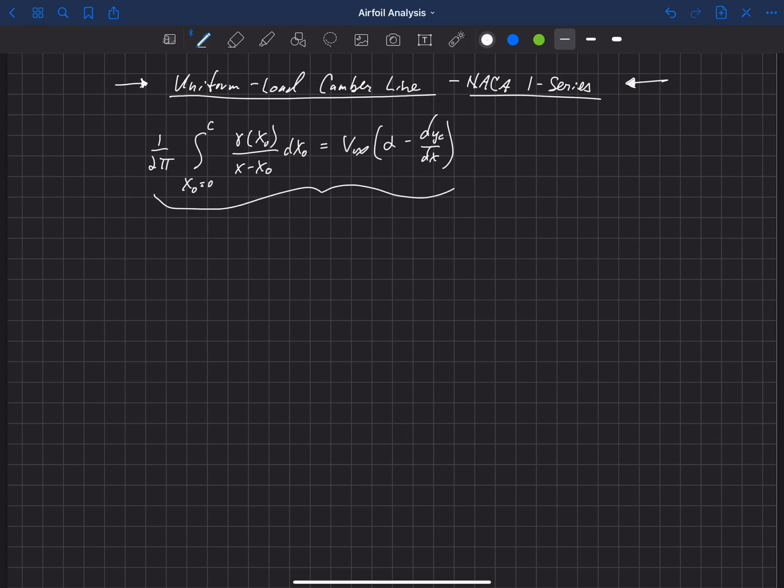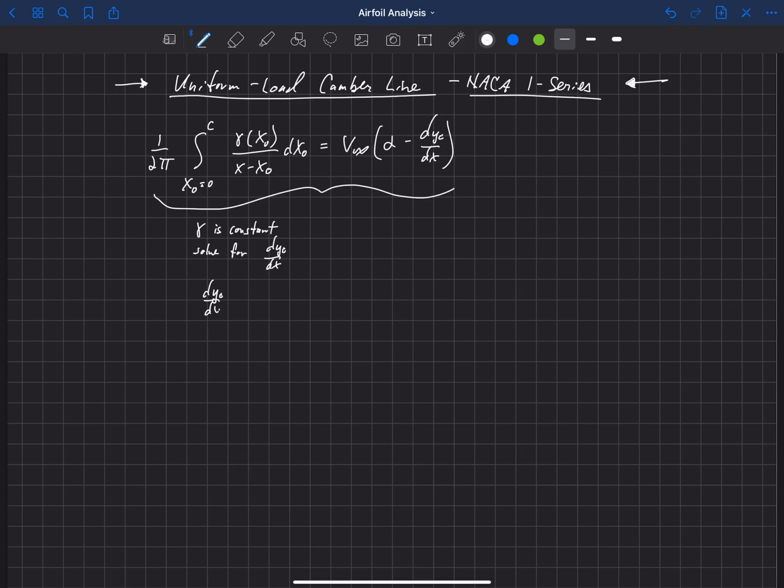What we're going to do for a uniform load is basically say that gamma is constant. So we want a constant strength, or a constant delta in pressure across our entire airfoil, and that will give us what's called the uniform load lift distribution. We're going to assume that gamma is constant and solve for the camber line slope, which is dyc dx. Okay, so let's do that with this equation. I'm just going to jump to the solution here.